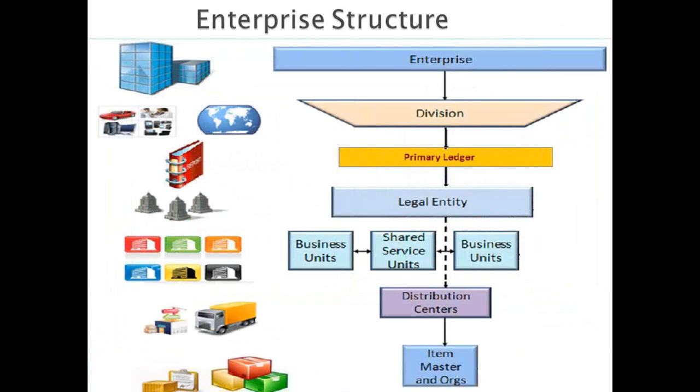This is the enterprise structure. On the top level we have enterprise. Under enterprise we have divisions. Under divisions, primary ledger. Under primary ledger, legal entities. Under legal entities, business units. Under business units, distribution centers. Under distribution centers we have inventory organization. Of course, we know item master and other organizations will all be treated as inventory organizations, with item master virtual. We know that. Done.